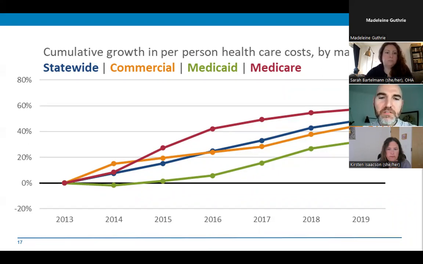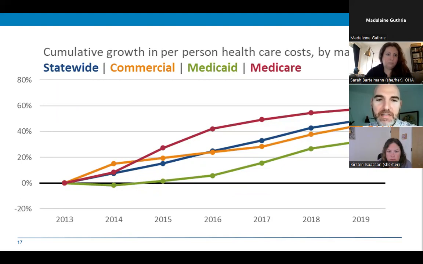The first takeaway here is at the top, you have a dark red line. That's the Medicare trend, 57.5% growth cumulatively, indexed on 2013, all the way to 2019. The blue line is the statewide average, so all three markets combined as an average. The orange is commercial, and that's cumulative growth of 45.2%.